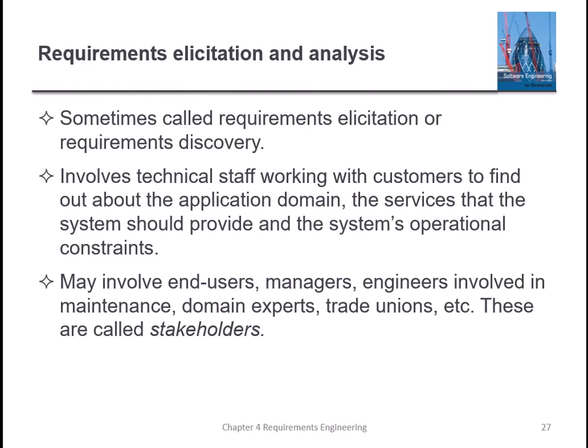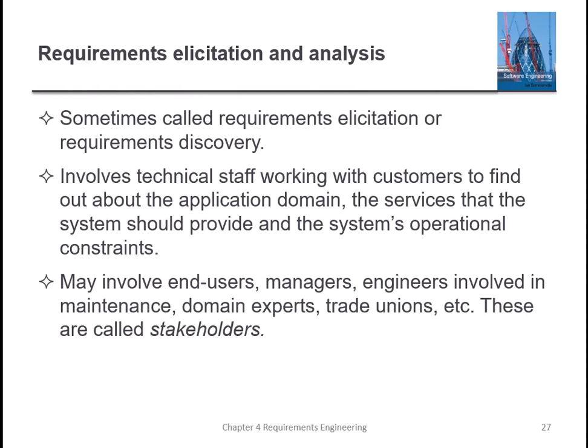So that can either involve stakeholders or cannot involve the direct users or stakeholders. It involves technical staff working with the customers to find out about the application domain in detail, the services that a system should provide, and the system operational constraints. Different types of constraints are already covered in our last lecture. So the primary responsibility of elicitation is to collect the user requirements, then system requirements. System requirements contain both functional requirements, non-functional requirements, and constraints.